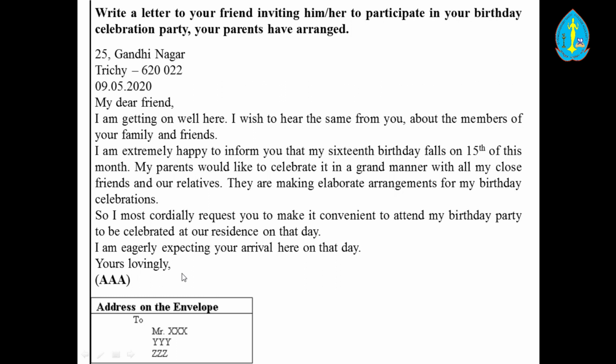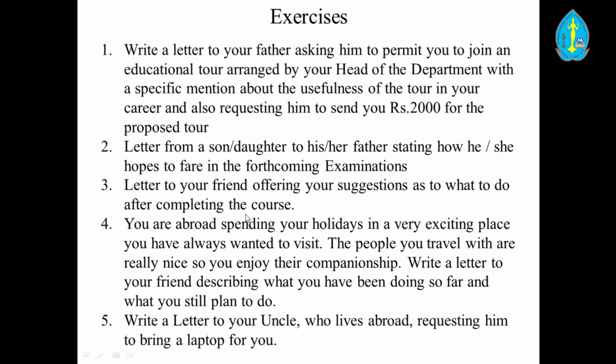But you should not use a formal sign off. That is, yours obediently, yours sincerely, yours faithfully. Such sign offs should not be used in an informal letter. After the sign off, it is your signature followed by the address on the envelope to Mr. XXX, and so on, so it's over. And my dear students, these are the exercise questions.